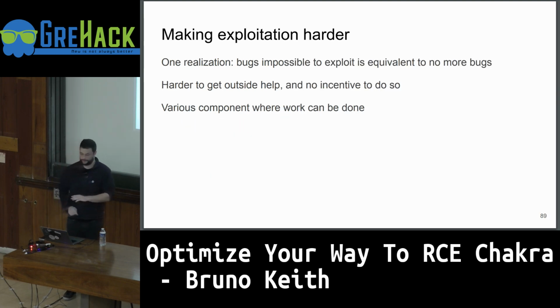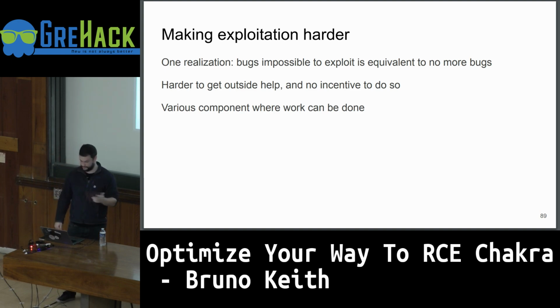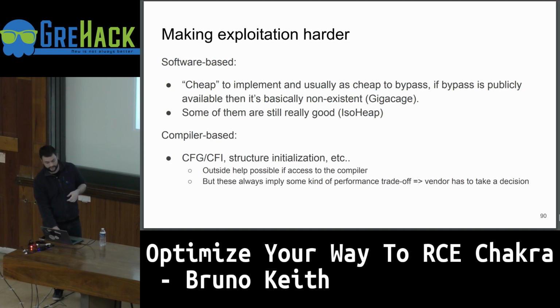Second approach, making exploitation harder. One realization is that if you have a bug, but it's formally proven that it's impossible to exploit it, then it's basically equivalent to having no more bugs. That particular part, it's much harder to get outside help, and there's also no incentive to do so as an independent researcher or whatever. And there are various areas where work can be done.